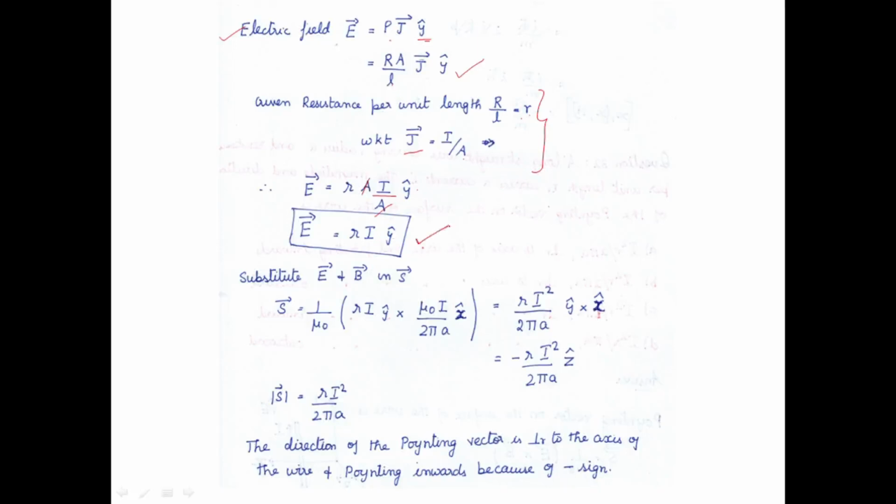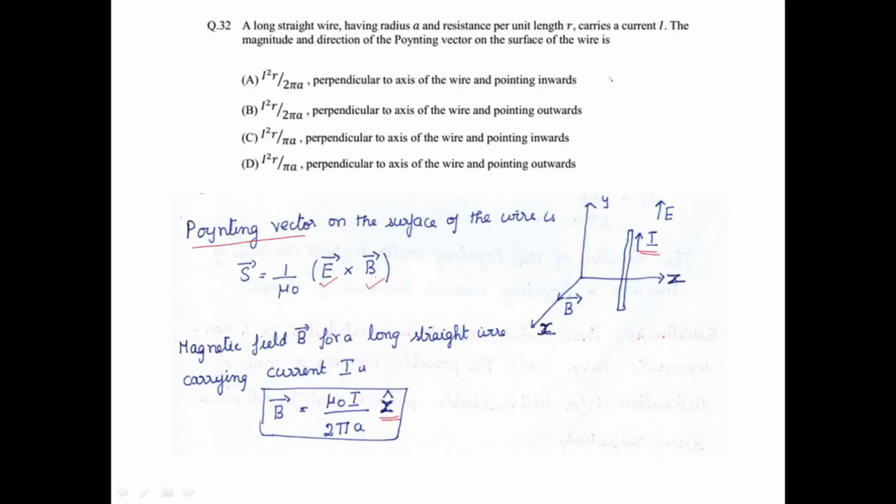Now we have found the electric field and magnetic field. Substitute in the Poynting vector to get the value. S vector is equal to 1 by mu naught R I y cap cross mu naught I divided by 2 pi a x cap, that is equal to R I square divided by 2 pi a, y cap cross x cap. The answer for y cap cross x cap is nothing but minus z cap. So we will be getting minus R I square divided by 2 pi a z cap. So the Poynting vector S is equal to minus I square R divided by 2 pi a into z cap.